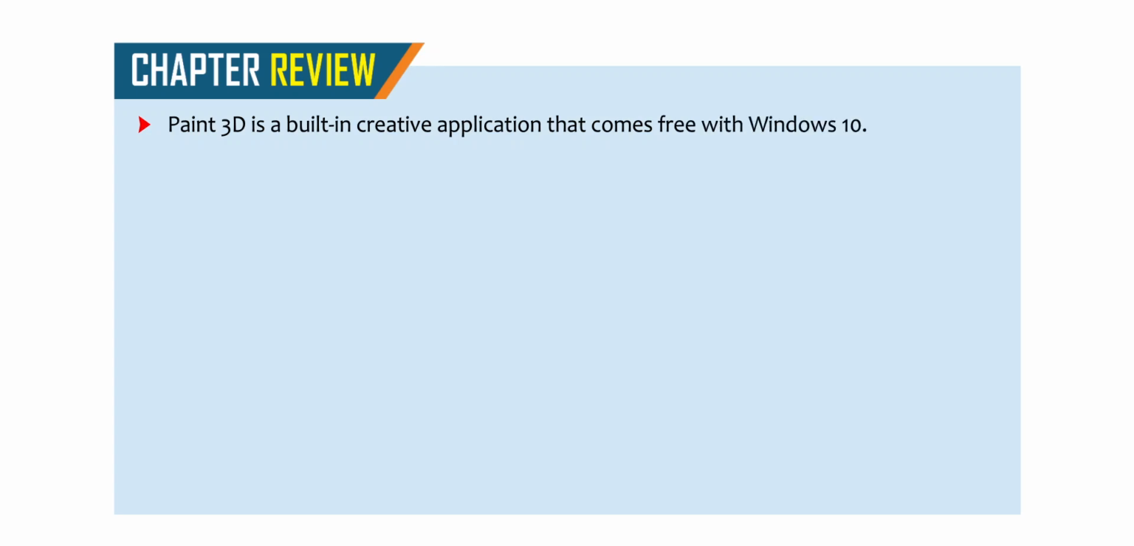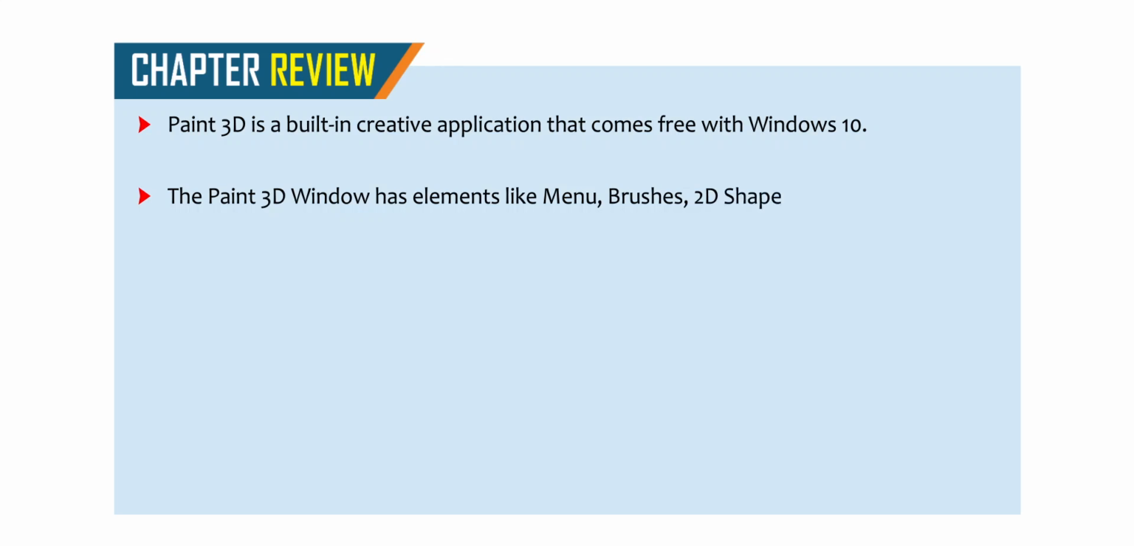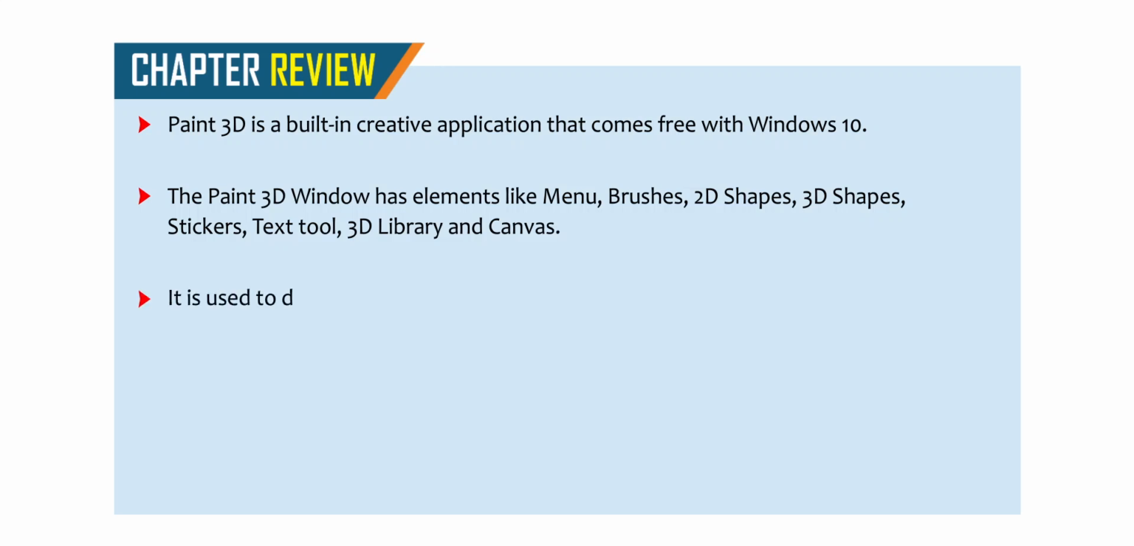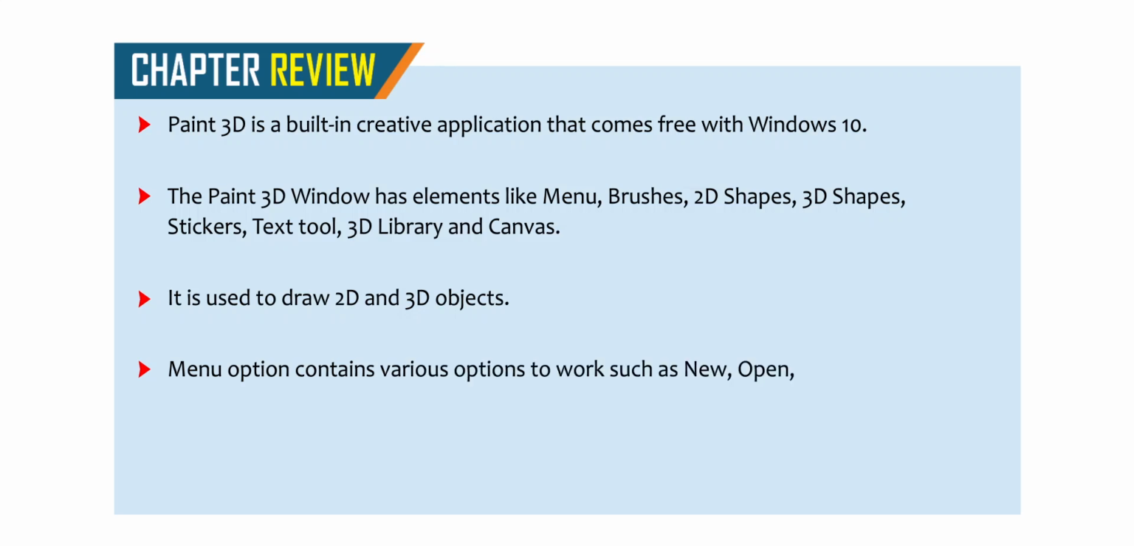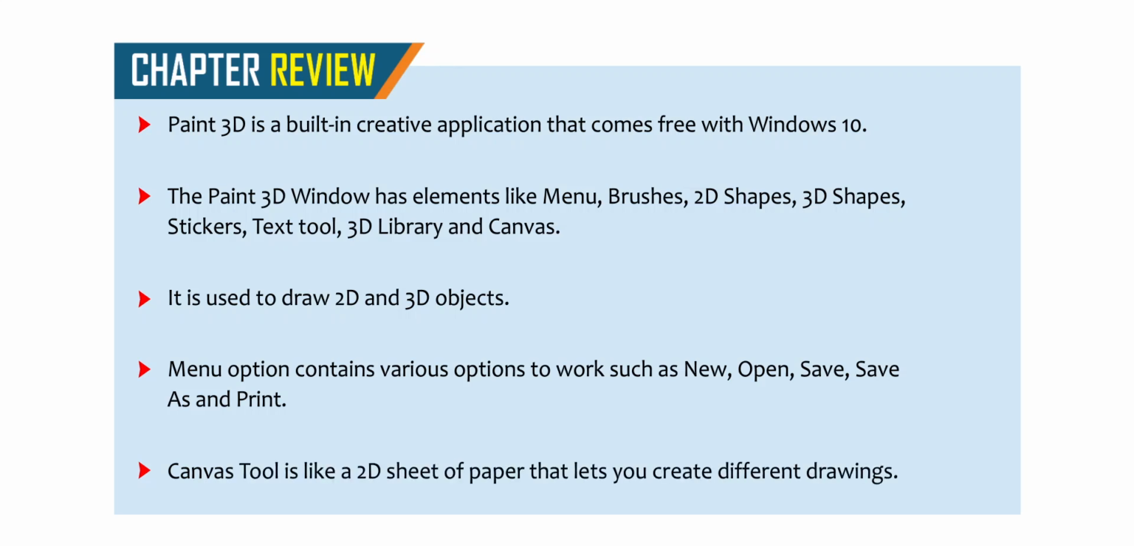Let us quickly have a look at the chapter review. Paint 3D is a built-in creative application that comes free with Windows 10. The Paint 3D window has elements like menu, brushes, 2D shapes, 3D shapes, stickers, text tool, 3D library and canvas. It is used to draw 2D and 3D objects. Menu option contains various options to work such as New, Open, Save, Save As and Print. Canvas tool is like a 2D sheet of paper that lets you create different drawings.